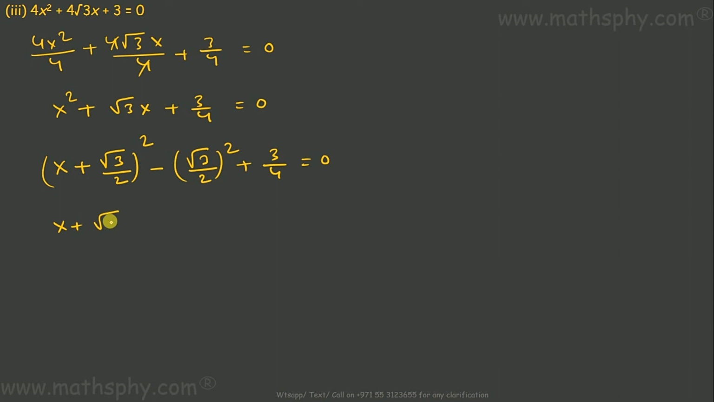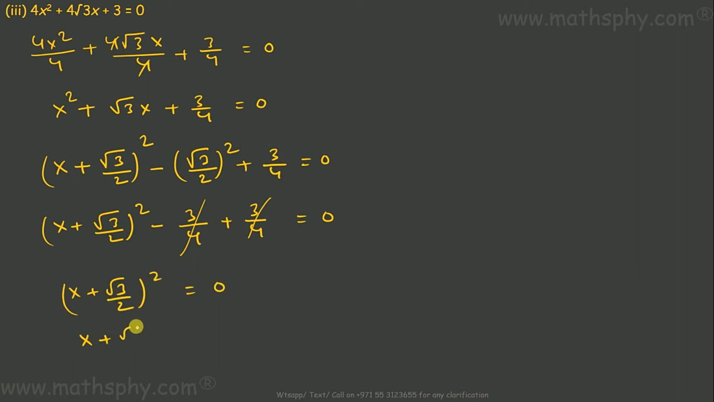X plus root 3 over 2 whole square minus root 3 into root 3 gives you 3, 2 into 2 is 4, plus 3 over 4 equals 0. This is gone. So x plus root 3 over 2 whole square equals 0. X plus root 3 over 2 equals 0. So x would be negative root 3 over 2. That's the answer here.